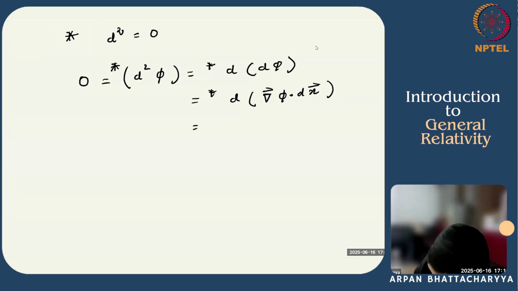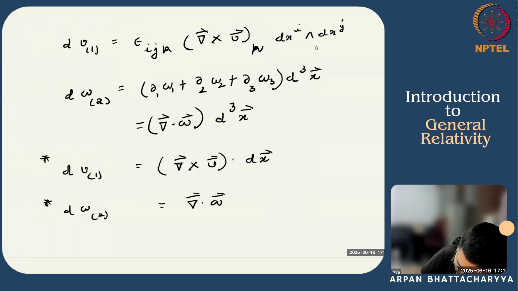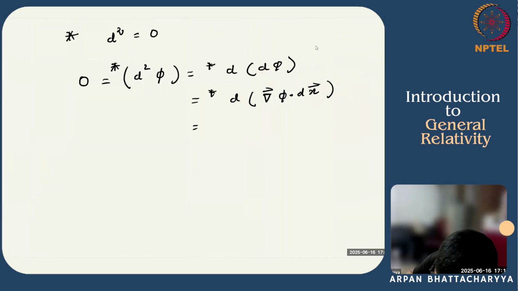Now if you take d of this, you are taking a d of a 1-form and then taking a star. So let's remind: take d of a 1-form and then you take a star, which gives you the curl of that, right? So if you do that, this is like a 1-form, then you take a d star, that will give you a curl of this, nabla phi.